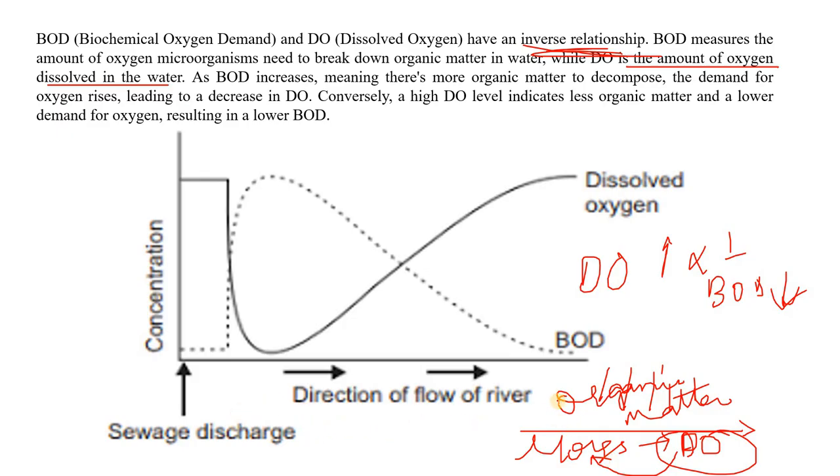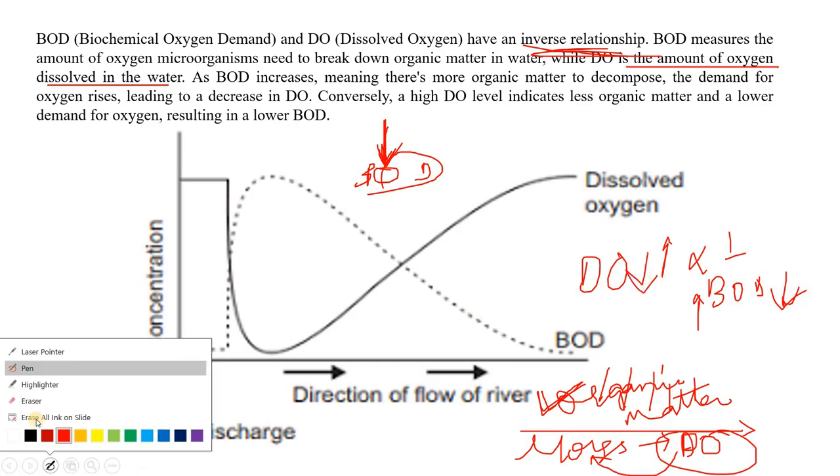Why? Because the biological oxygen demand was very high. Biological oxygen demand, BOD, or you can say biochemical oxygen demand. The demand of oxygen is high because the organic matter is very high. So in that water the microorganisms need that dissolved oxygen for the organic matter to break down. So we say that when the BOD is high, that means the dissolved oxygen is less.